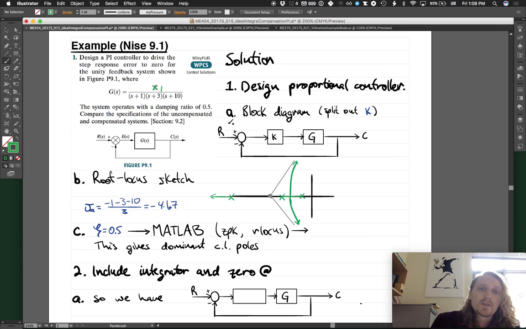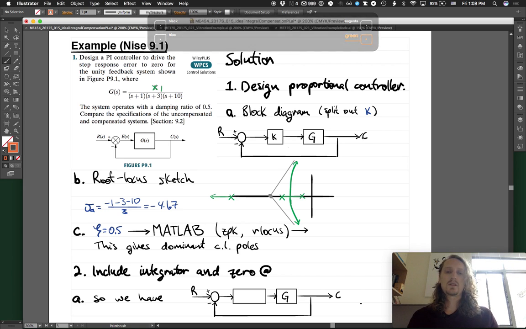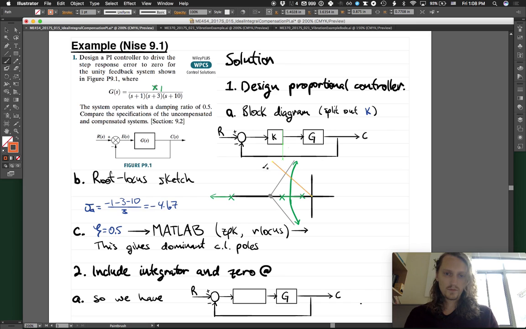Okay, and we're designing this for a specific damping ratio. And recall that a specific damping ratio is associated with a ray that starts at the origin and goes out. So zeta equals 0.5 is associated with a specific ray. So zeta equals 0.5 might be that ray. I'm not drawing this to scale. I don't actually know which angle that is. I didn't calculate it.